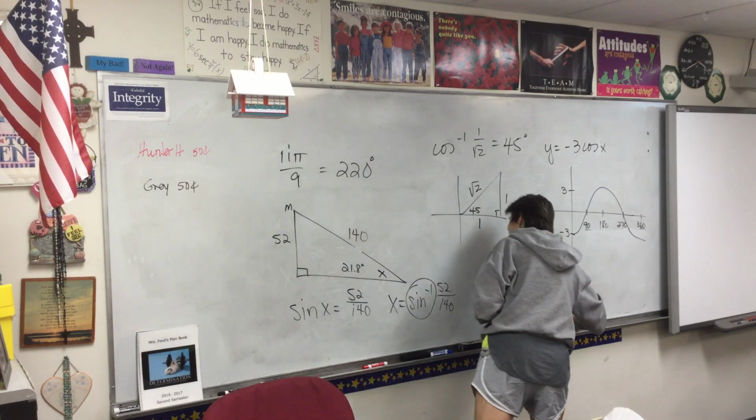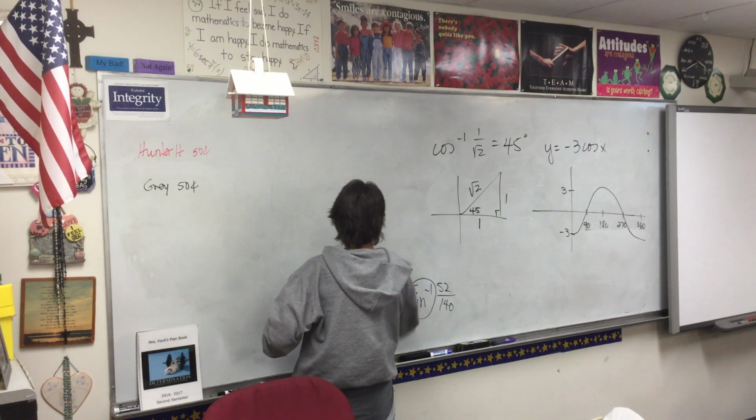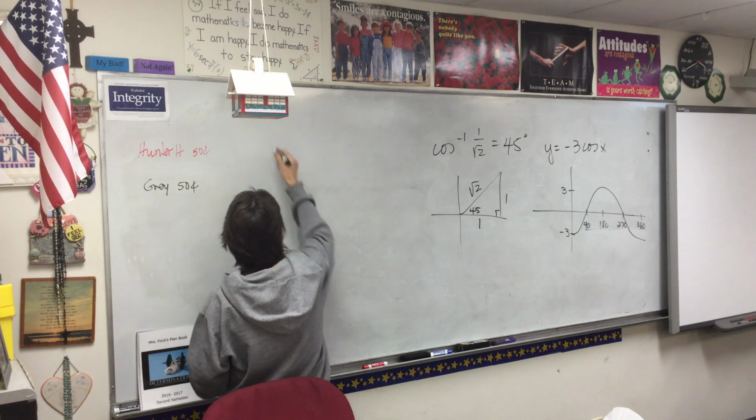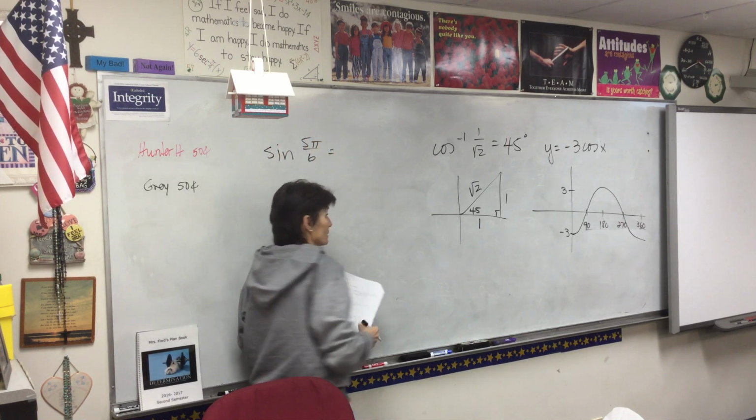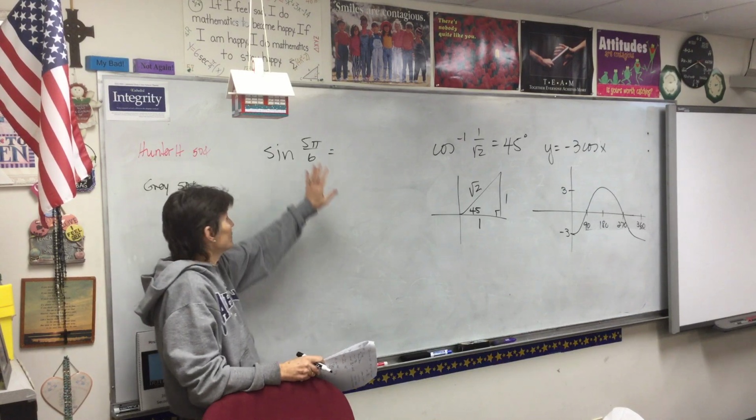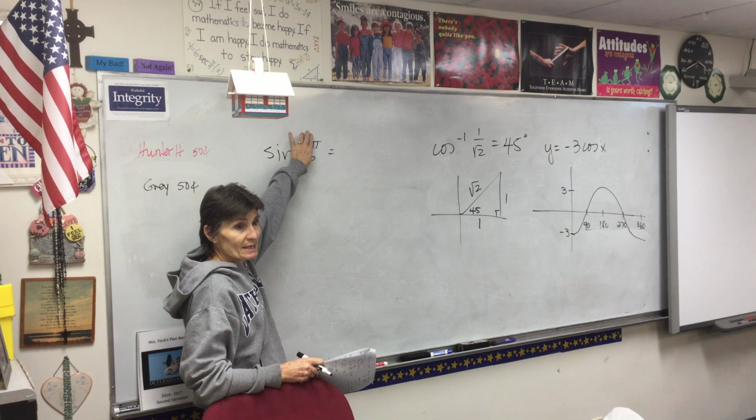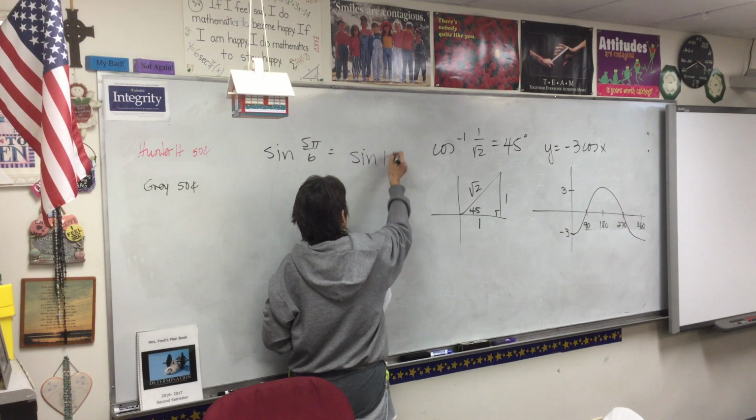All right, sine 5 pi over 6, no calculator. Sine 5 pi over 6. So let's do what we did before. What's pi? 60 degrees. Divided by 6, 30, times 5, 150. So I'm going to find the sine of 150.